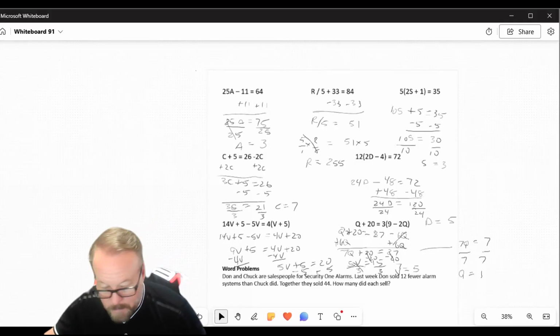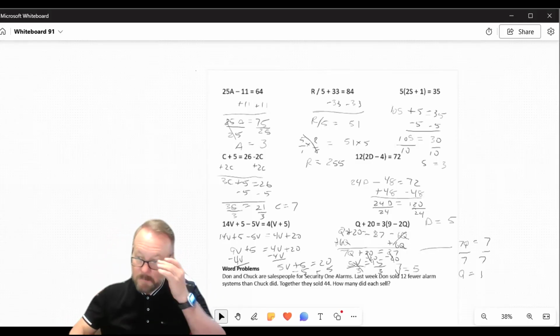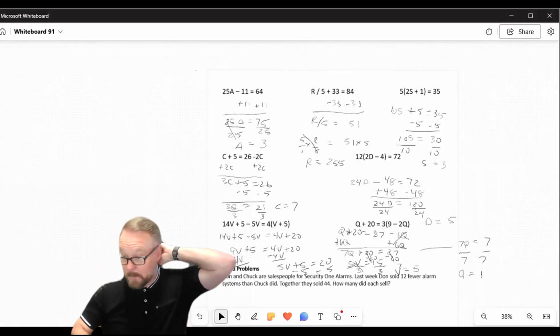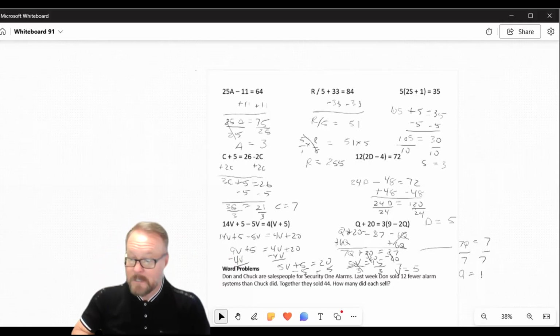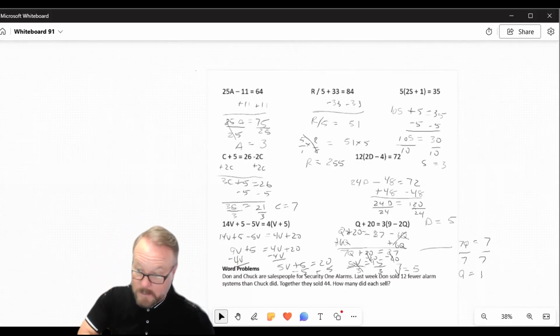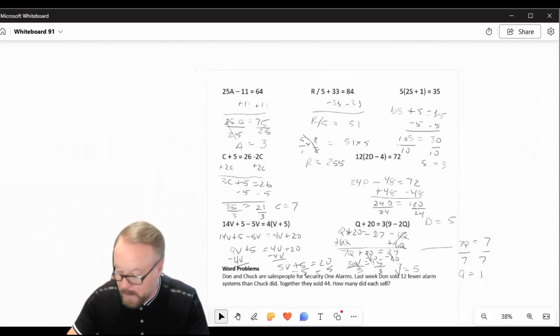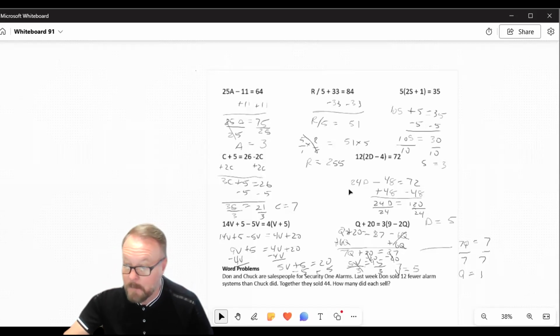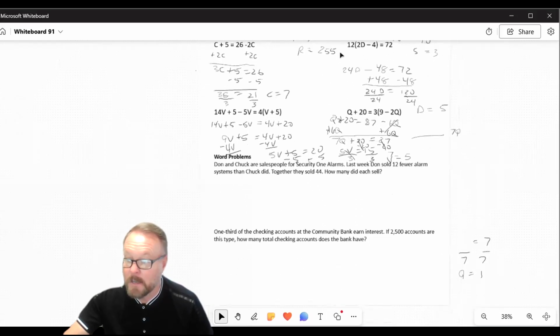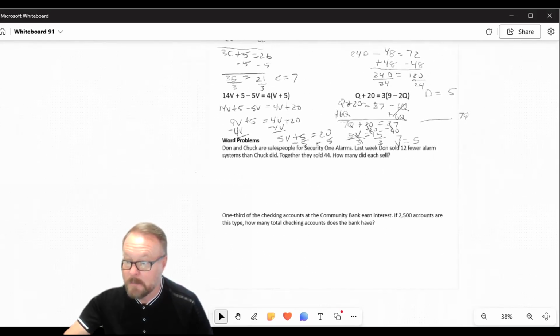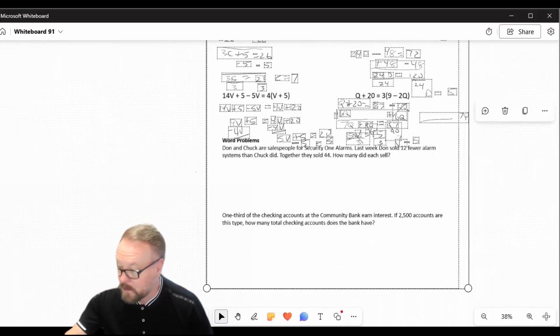All right, so I worked all of those out for you, and you will have some of these problems like this on your exams, on your quizzes, but more importantly is the word problems, because now we start dealing with how these apply to business mathematics. So we're going to pick up right into this with our next problem, which is Don and Chuck selling security systems. And then we have another one about checking accounts.